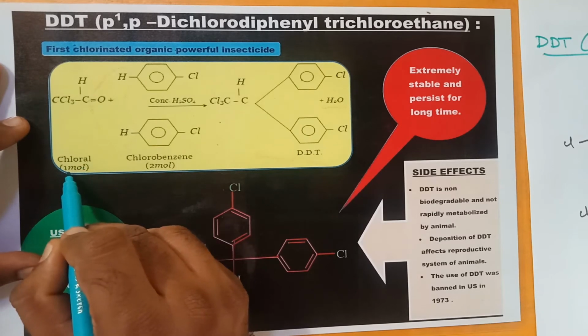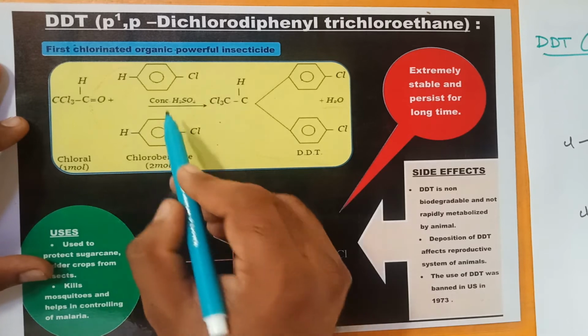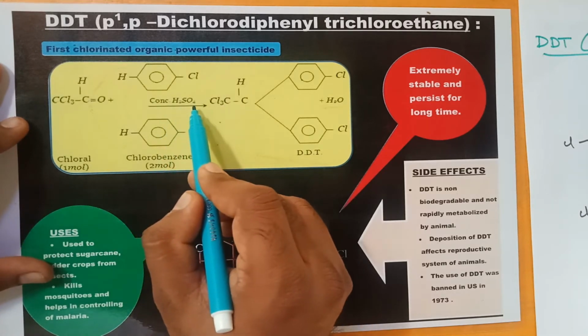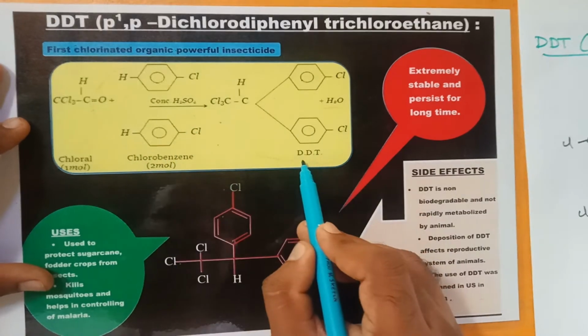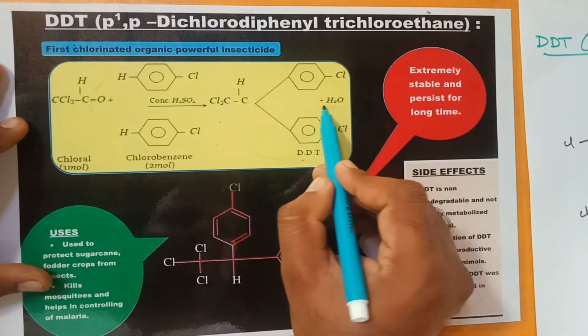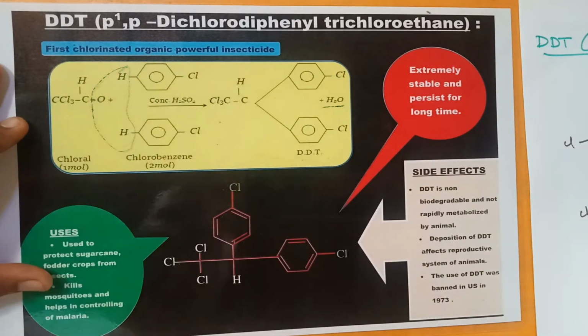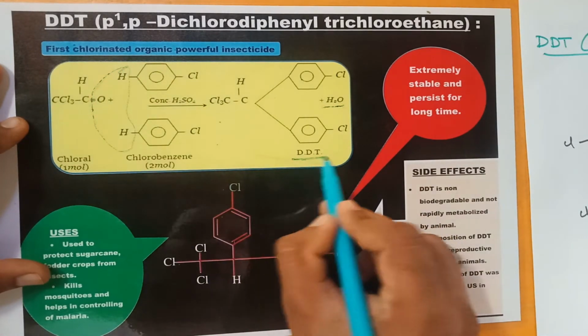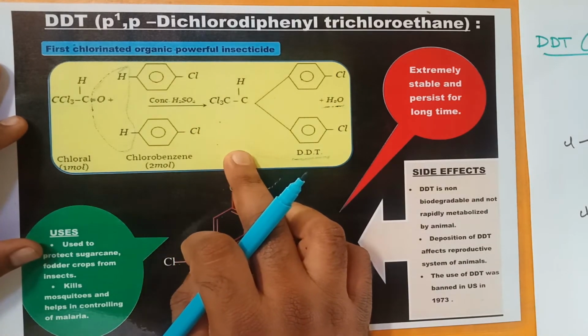1 molecule of chloral reacts with 2 molecules of chlorobenzene in the presence of concentrated sulfuric acid, which acts as a dehydrating agent. Then we get the product DDT with the elimination of a water molecule. Is it clear friends? Just remove the water molecule here, we get the product DDT. This is one of the methods of preparation of DDT.